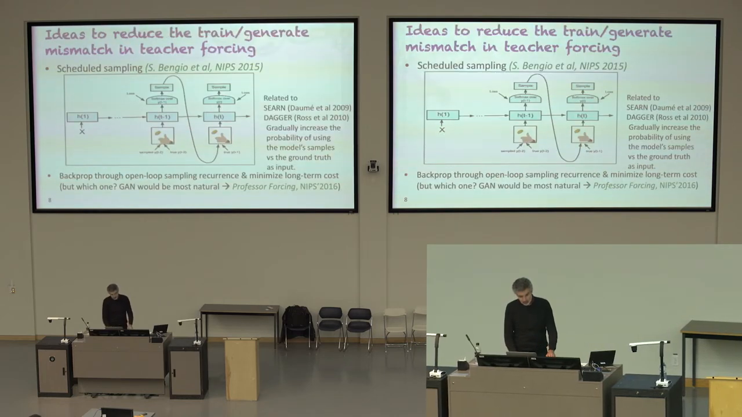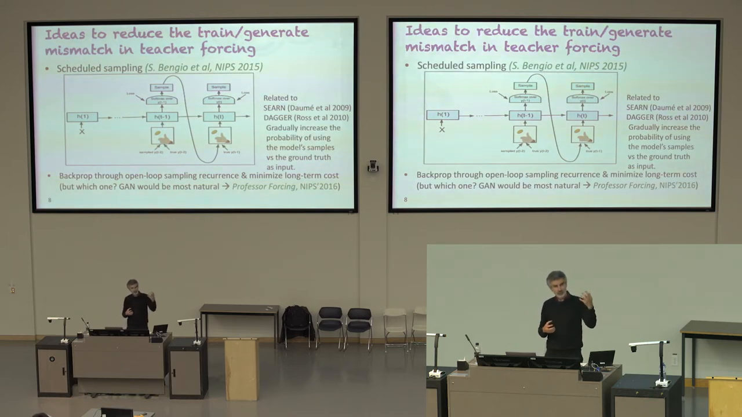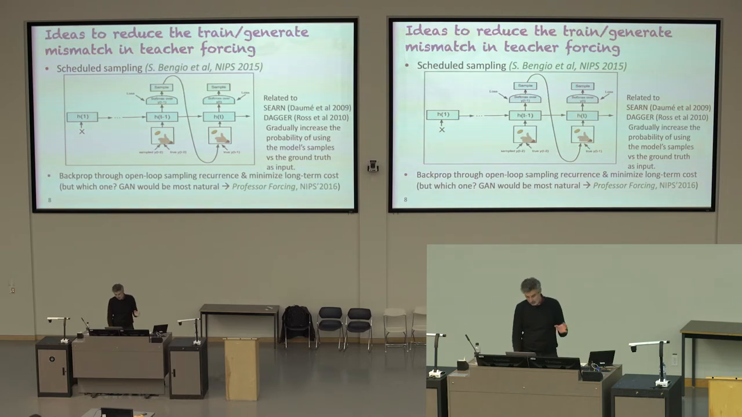And so there have been a number of proposals to deal with that. The general idea of these proposals is to mix the samples that were generated by the model and the data as inputs. Sometimes you use one, sometimes you use the other, so as to make the system more robust to this mismatch.